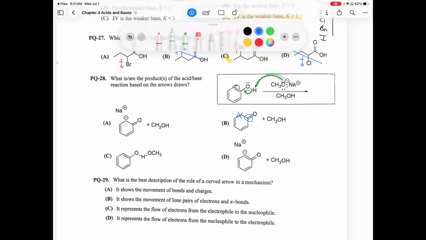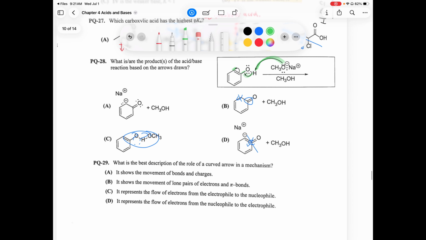If you look at D, what's wrong with D? I see a big problem with D. This carbon has 5 bonds to it, so that's certainly wrong. I don't even know what is going on in C. I'm very confused by that. But anyhow, they didn't draw the lone pairs here, but you can see that A is going to be the correct answer.